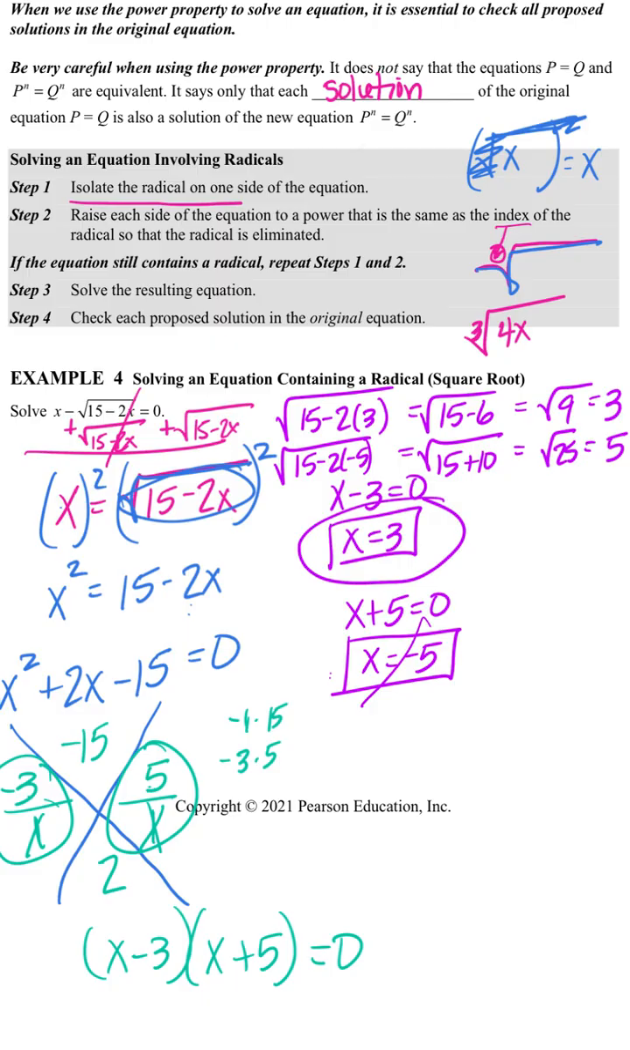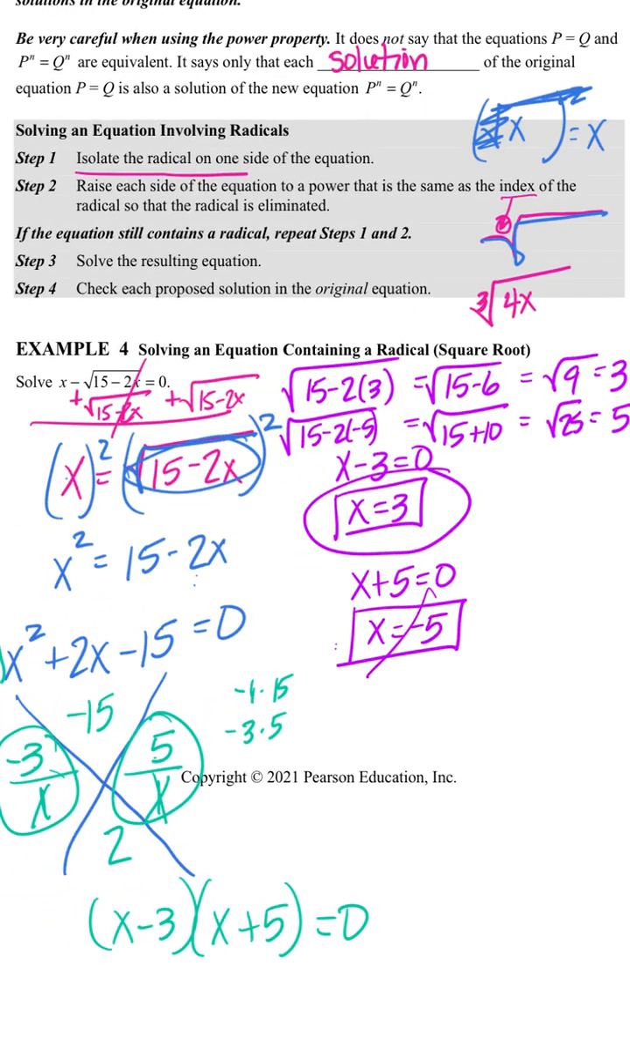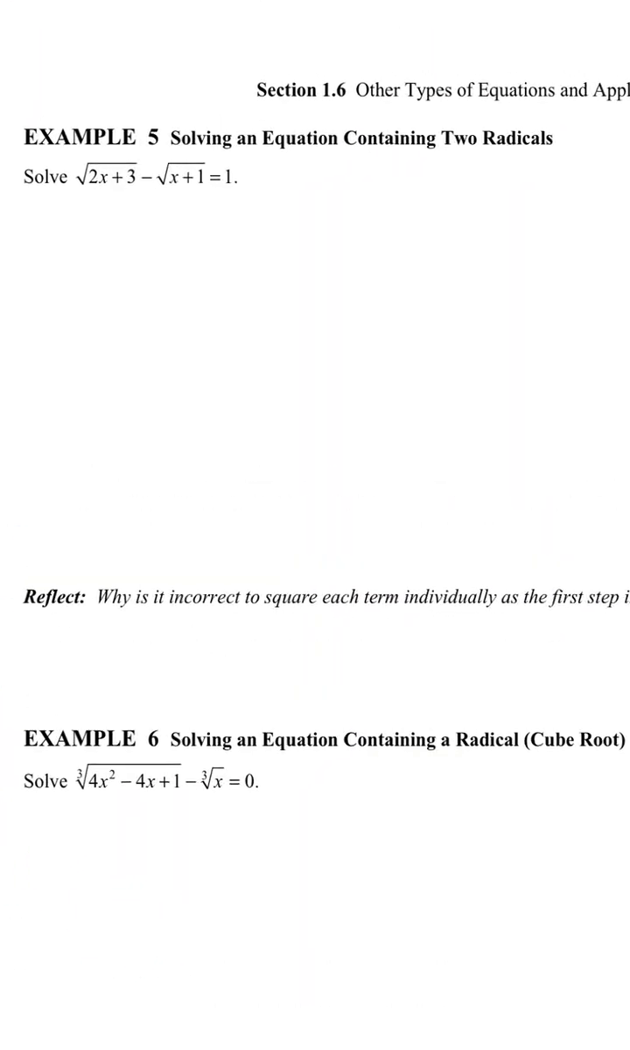All right, let's look at the next example. Here we have 2 radicals. It says to isolate. Since they're on both sides, we're going to move one of them over. So I'm going to add this one over here. So I've got 2x plus 3 equals 1 plus the square root of x plus 1, because it's a minus, so we move it to the other side and make it plus.